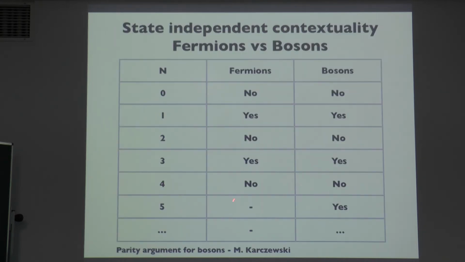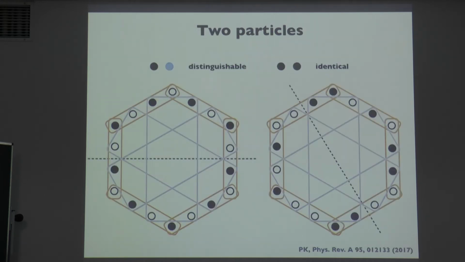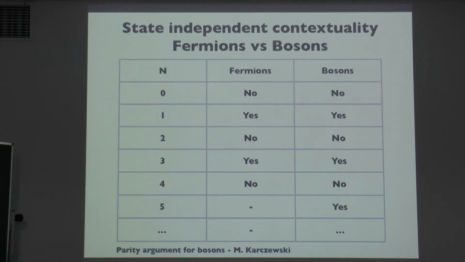So for 3 fermions, there's obviously no assignment, therefore there is contextuality in such a system. Now, in case of 4 particles, of course there is no contextuality, because basically you paint everything black. In case of 0 particles, you paint everything white, so this is also obvious.